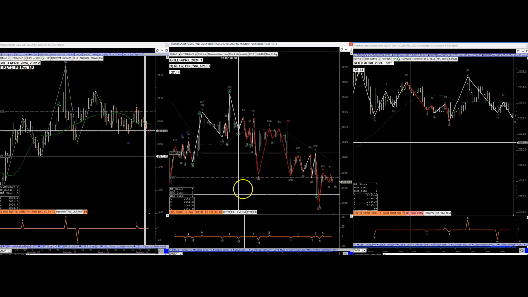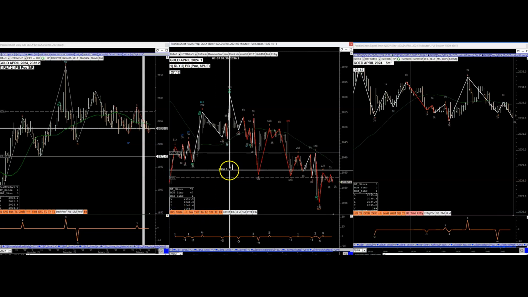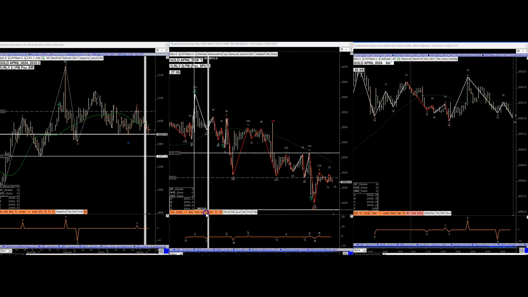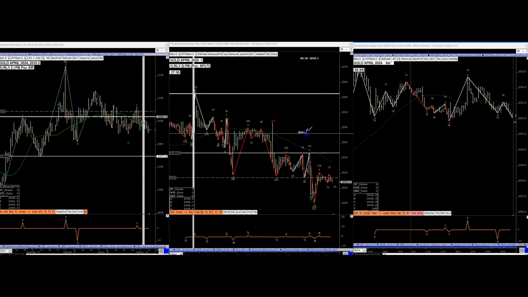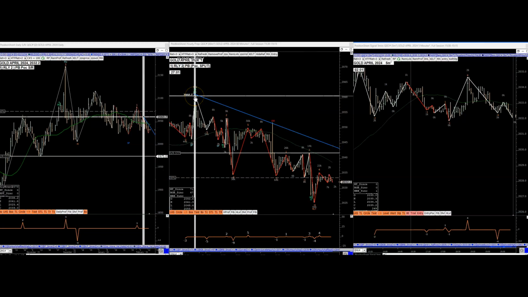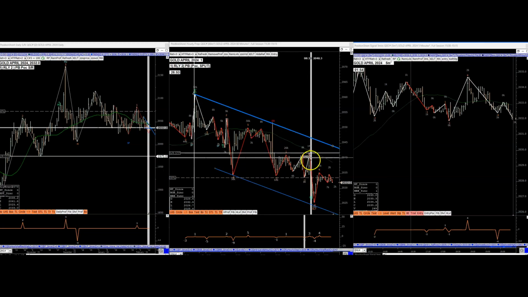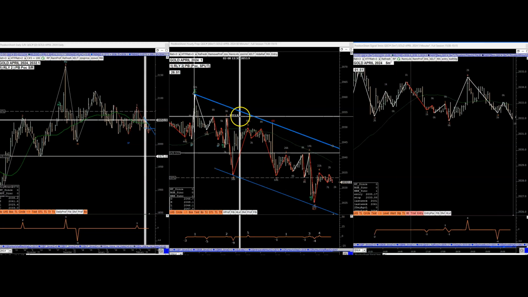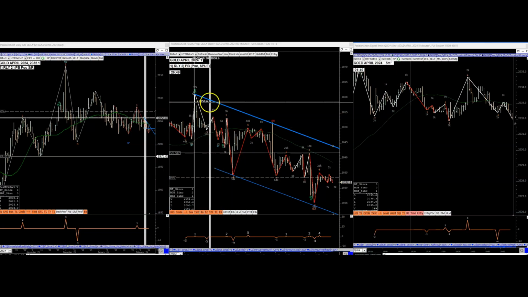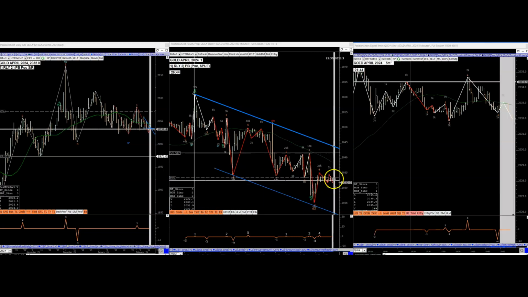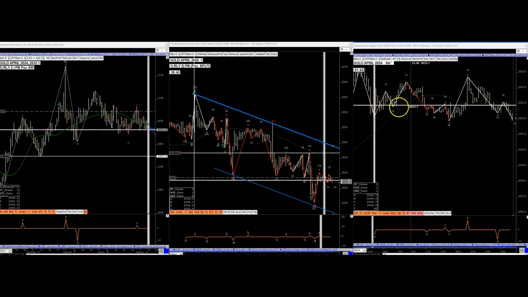right? From this high, this trend is in play. As you can see, it's going down. Now, I'm not a fan of trend lines and all, but sometimes they just help you visualize a good move, right? So anyway, this is what gold's doing.